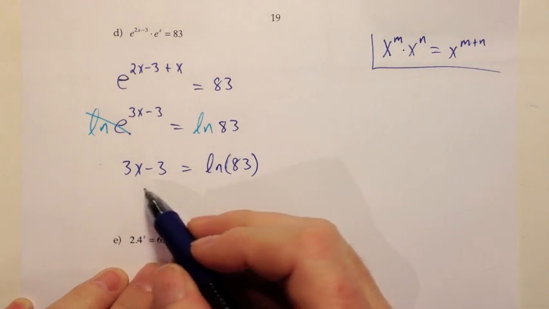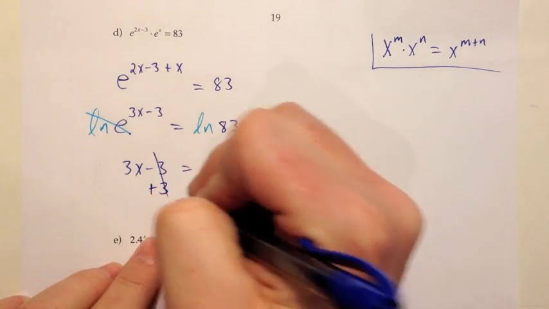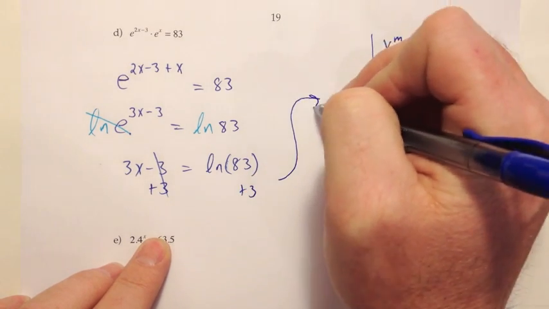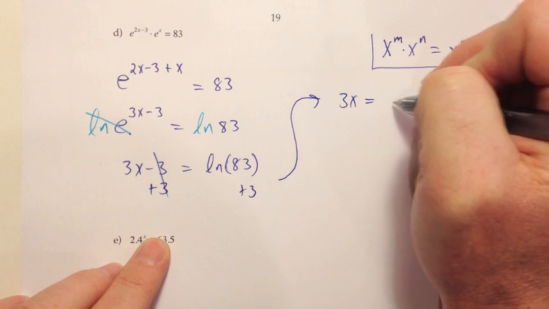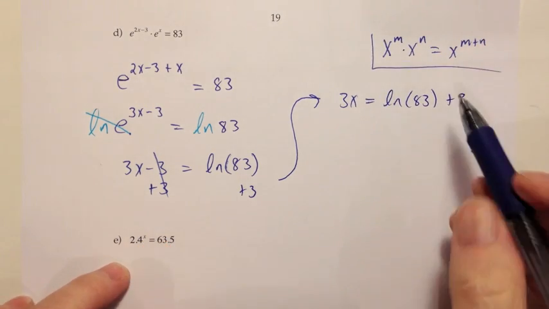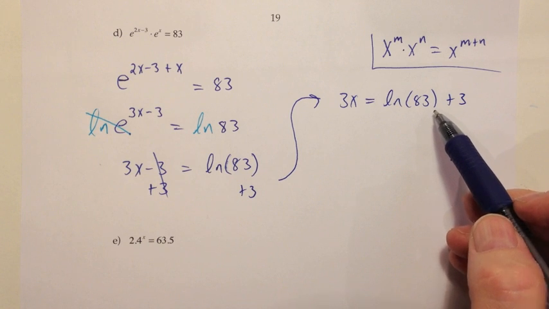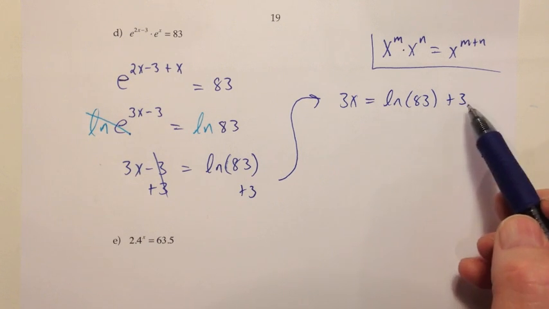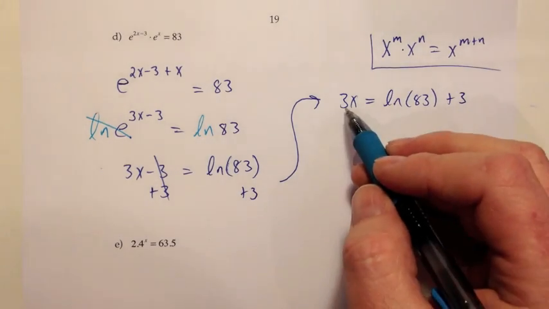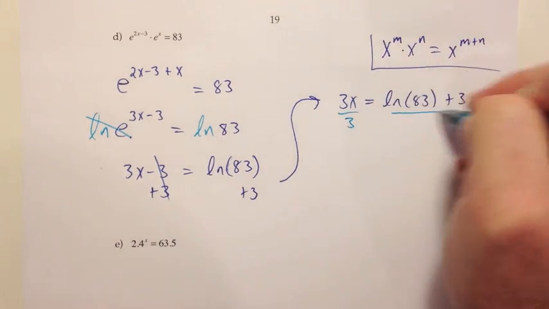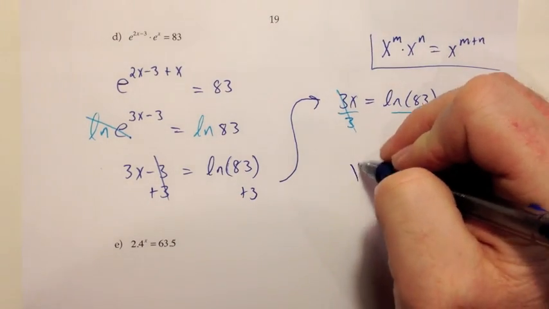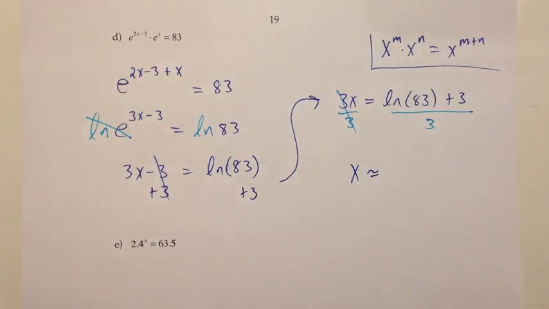And now I'm going to just try and solve for x. So I'll add 3 to the left to cancel those, so I'll add 3 to the right as well. That gets me to 3x equals the natural log of 83 plus 3. At this point it's actually kind of nice to have those parentheses there so you know that only the 83 is in the log and that this 3 is on the outside. It's a separate piece. And then we want to get rid of this 3, so divide both sides by 3. These 3's cancel out and x is by itself. And at that point we go to the calculator.